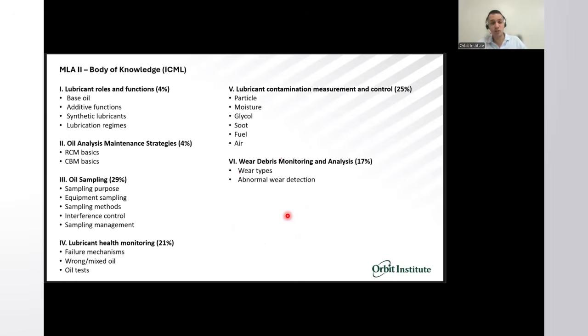The second level, Machinery Lubrication Analyst level 2, covers all of this but in deeper detail. It covers oil analysis in depth, lubricant health monitoring, lubricant contamination measurement and how to control it, wear debris analysis, more tests, more understanding, and more confidence while you are doing oil analysis. Okay?